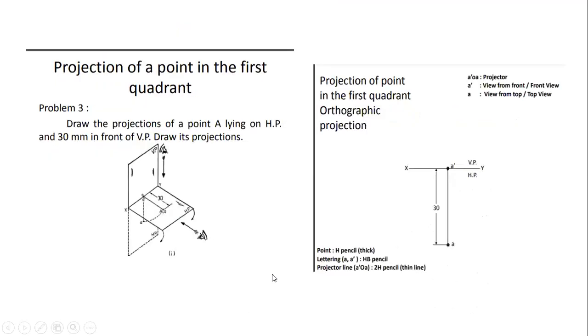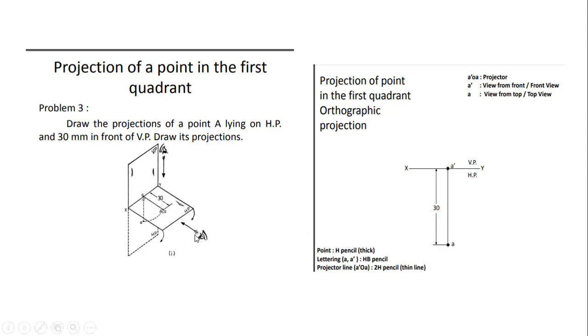So we have to draw the front view and top view by referring to the distances. Then next we will see the projection of a point in the first quadrant with a little bit of change in the dimensional parameter. So in this problem, draw the projection of a point A which is lying on the horizontal plane. The point A height is not given. The point A is situated 30 mm in front of the vertical plane. So draw the projection.